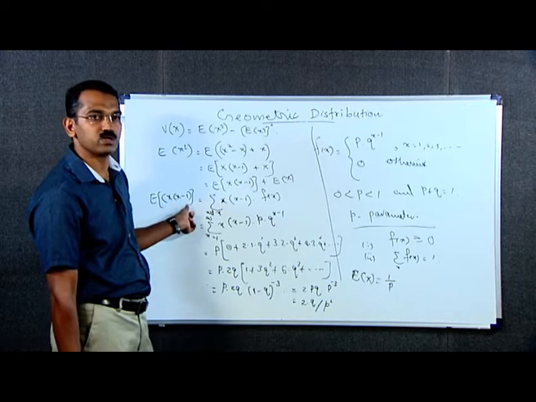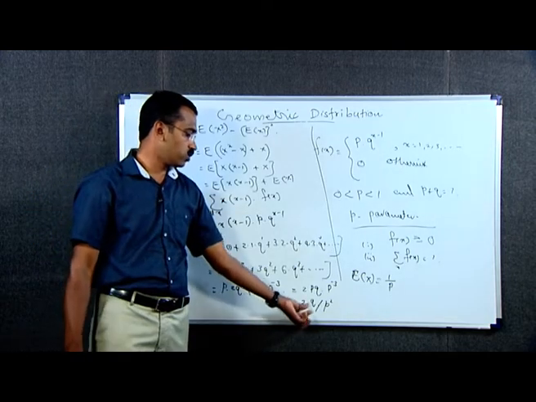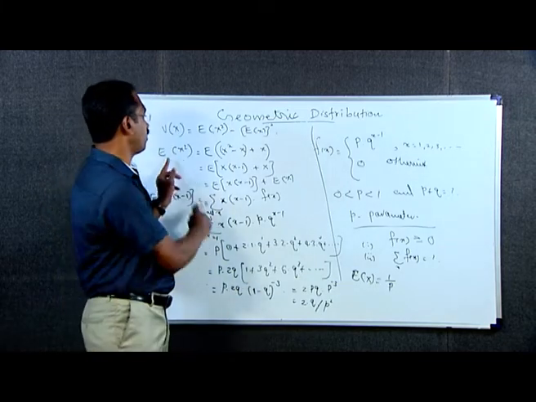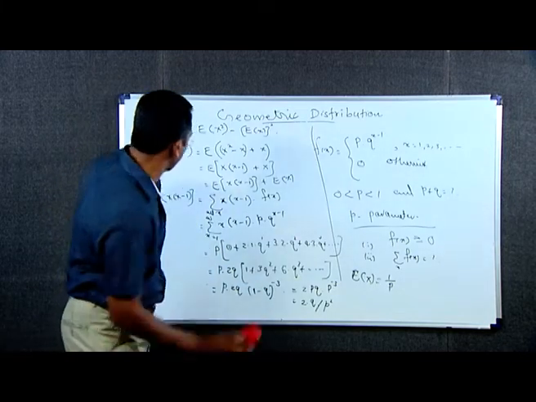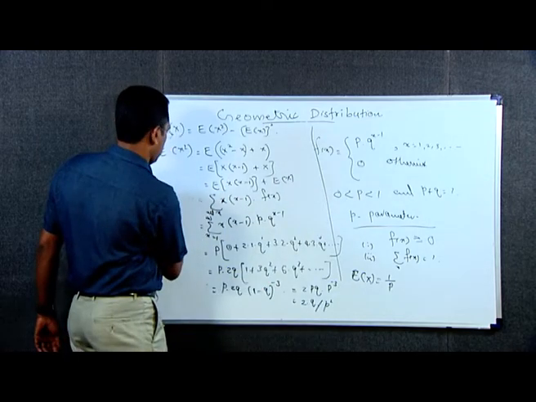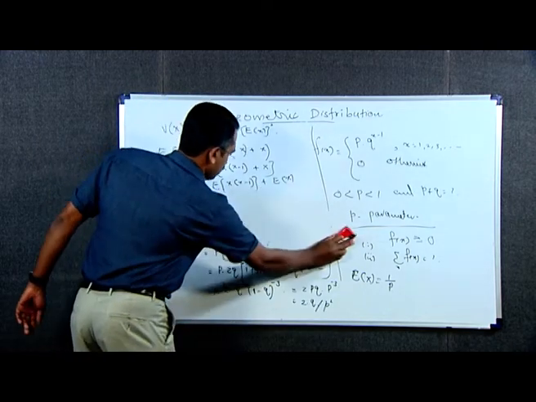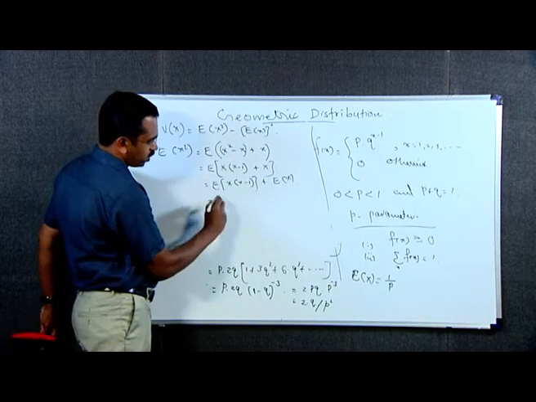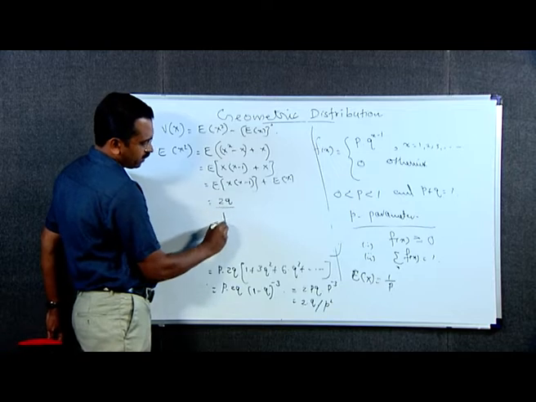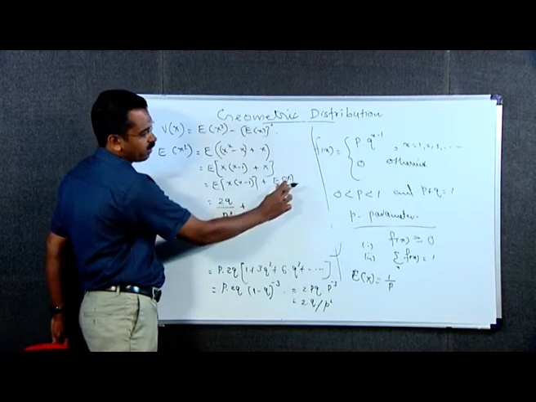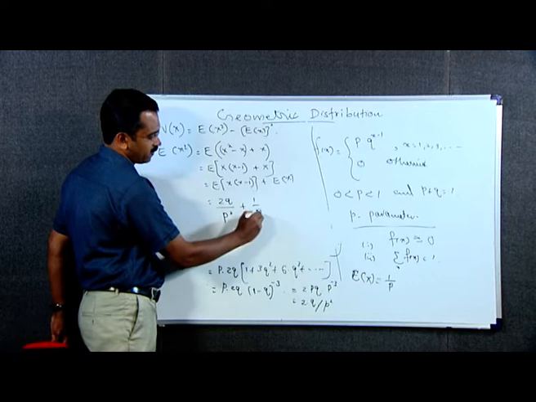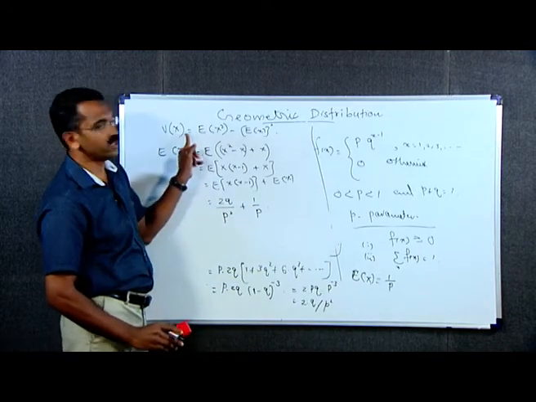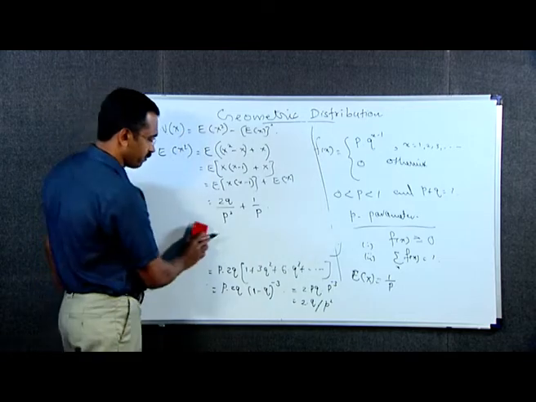Expectation of x into x minus 1 is equal to 2q divided by p square. Therefore, we get E of x square is equal to 2q divided by p square plus E of x. E of x is 1 by p. And we substitute E of x square in this expression for variance of x.